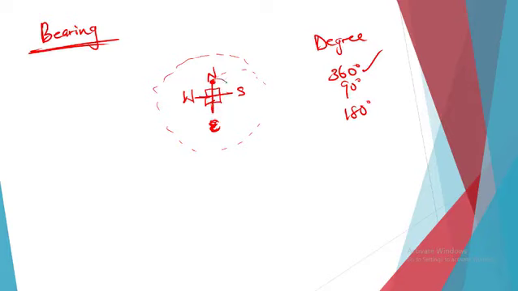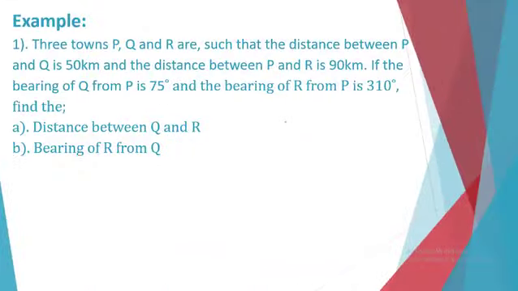And then we count 90 degrees. This is the point where 90 degrees is met. Then you draw your line, and an angle is formed from here, which is angle 90 degrees. Do we understand? So whenever we are dealing with bearing, we start from the north and move clockwise. So let us quickly look at an example of bearing.